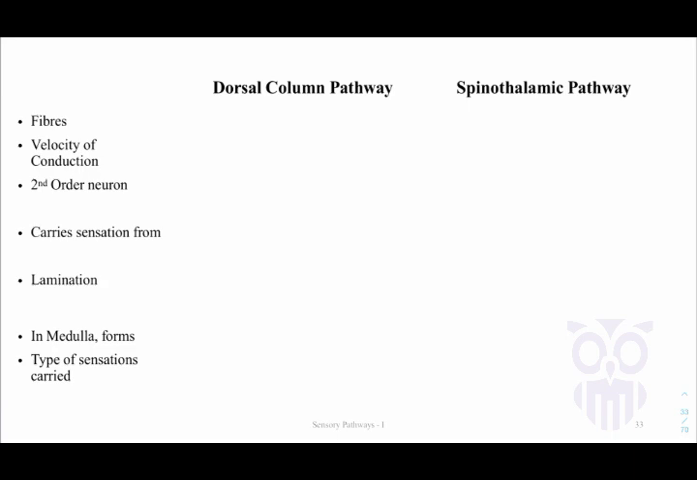So I told you the dorsal column carries more advanced types of sensations, right? While spinothalamic is more the basic type: crude touch, pain, temperature, more basic sensations. Keep that in mind. Remember, the dorsal column has myelinated nerve fibers, but spinothalamic has unmyelinated or thinly myelinated fibers.